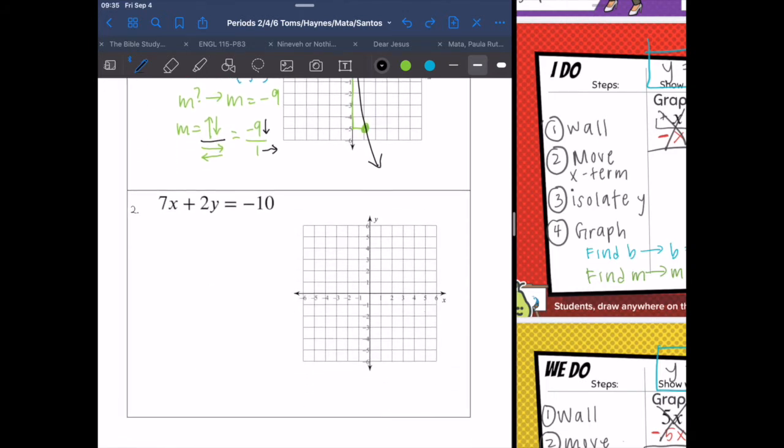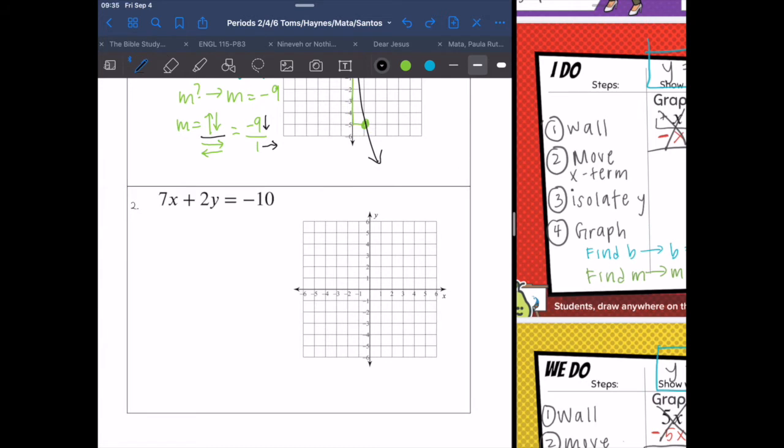Okay, now let's move on to number 2. Now here, I have to get my y by itself first, so I have to draw the wall. And when I draw that wall, I have to then move my x term to the other side. So then it's an inverse, which is negative 7x to both sides. This cancels. Now 2y is equal to negative 7x minus 10.